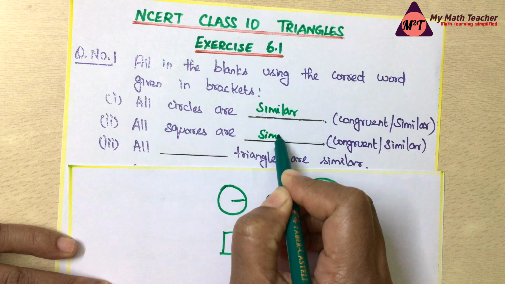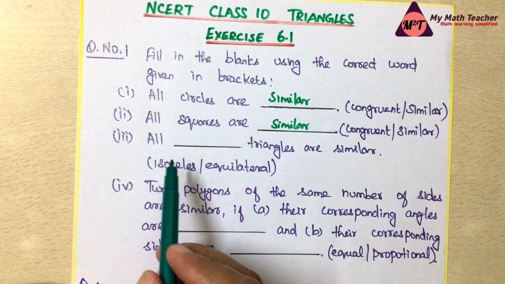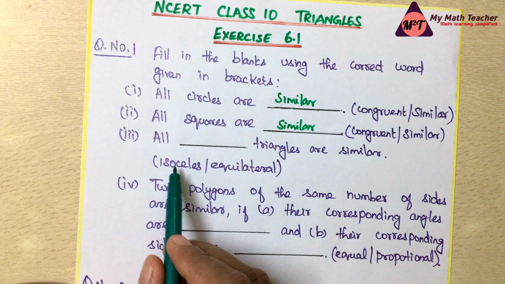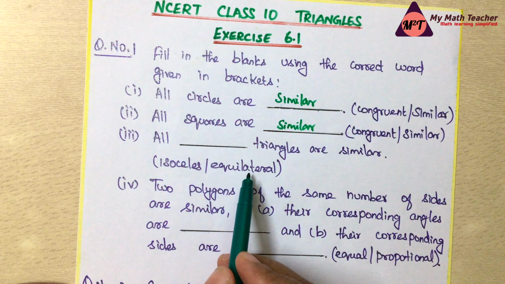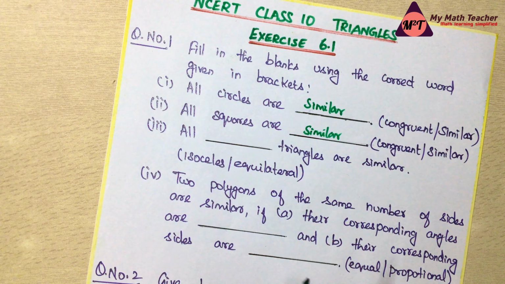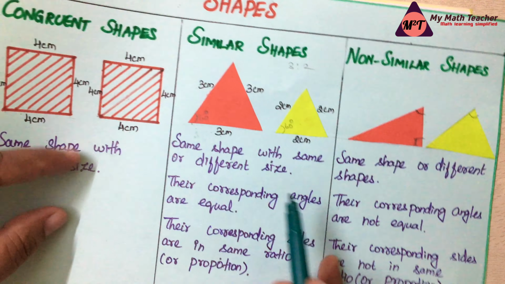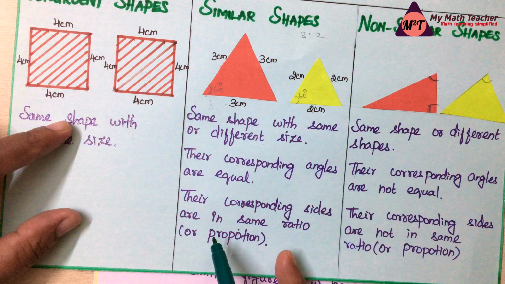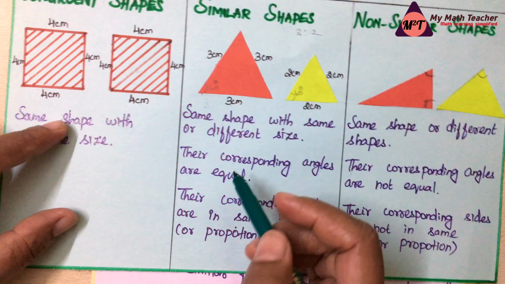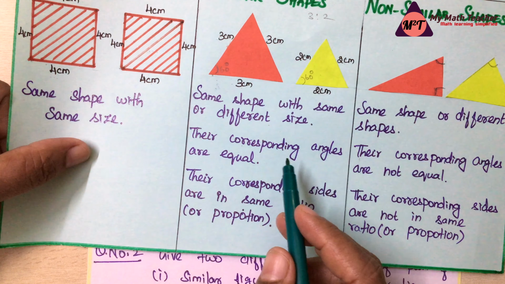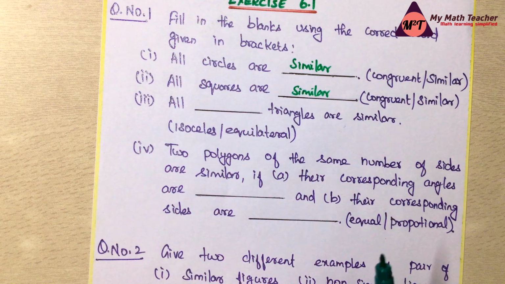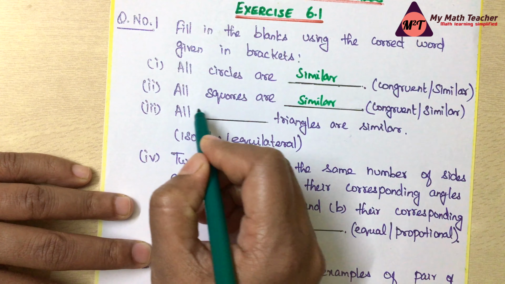Now the third one. All triangles are similar. Here the given options are isosceles or equilateral. As we know, equilateral triangles are similar. Why? Because their corresponding angles will be equal and their corresponding sides will be in the same ratio. Whereas in an isosceles triangle, these conditions will not be satisfied. That's why the right option is equilateral triangle.